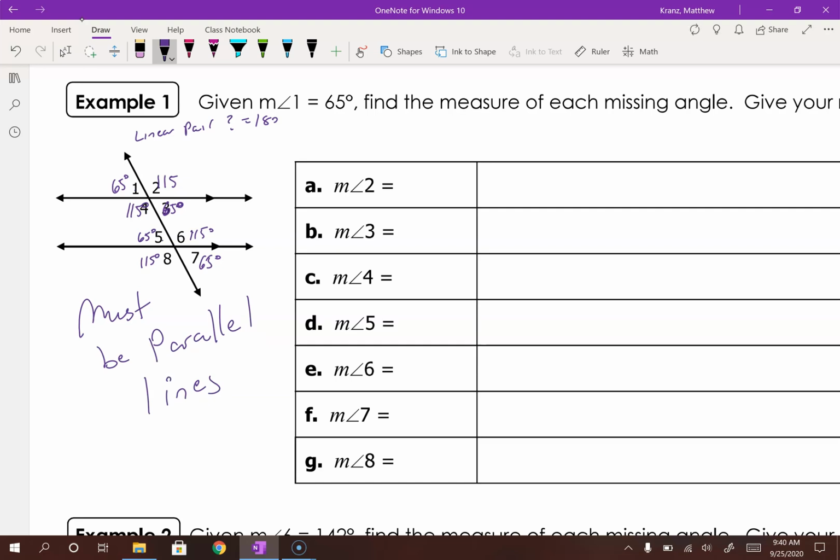So then we can go ahead and fill this in. We have 115. We have 65. We have 115, 65, 115, 65, and 115. Do you see a pattern here?